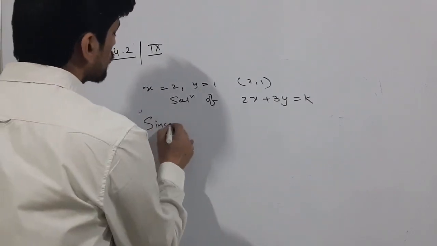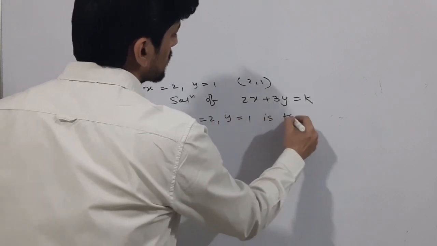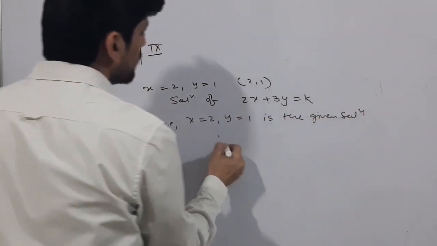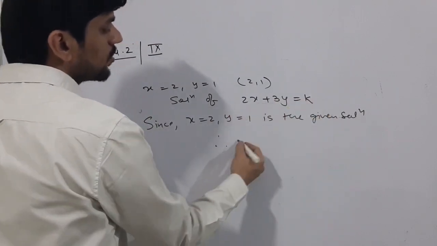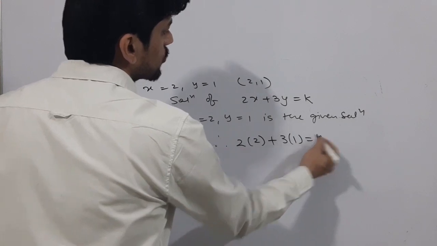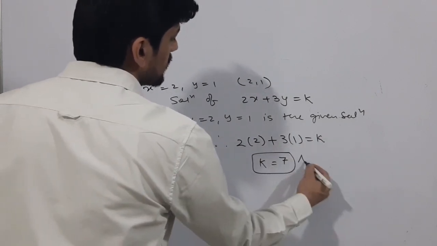Since x equals 2 and y equals 1 is the solution given, it must satisfy the linear equation. So put the value of x as 2 and the value of y as 1 in 2x plus 3y equals k. So you get 2 times 2 is 4 plus 3, that is 7. So your answer is 7.